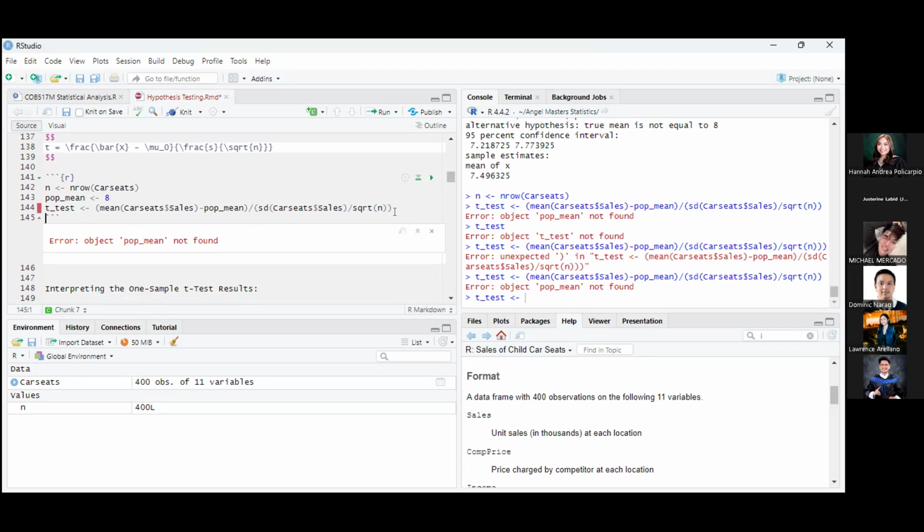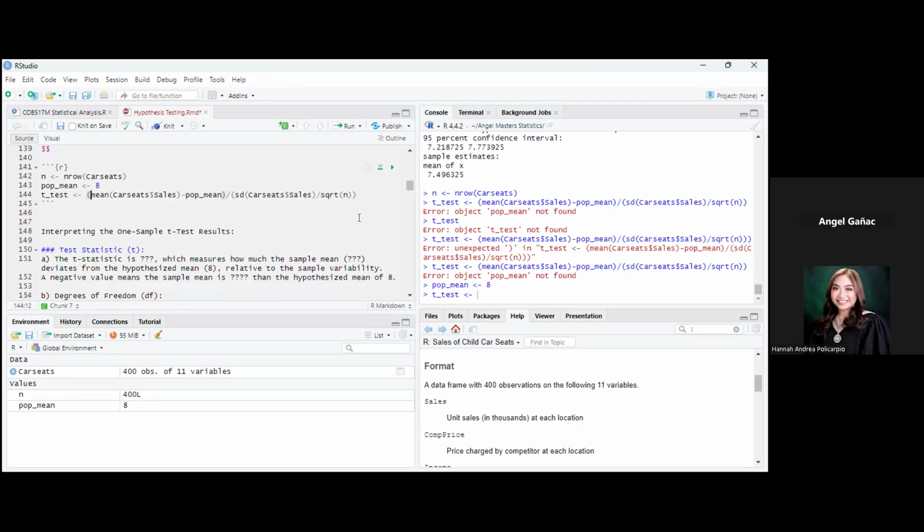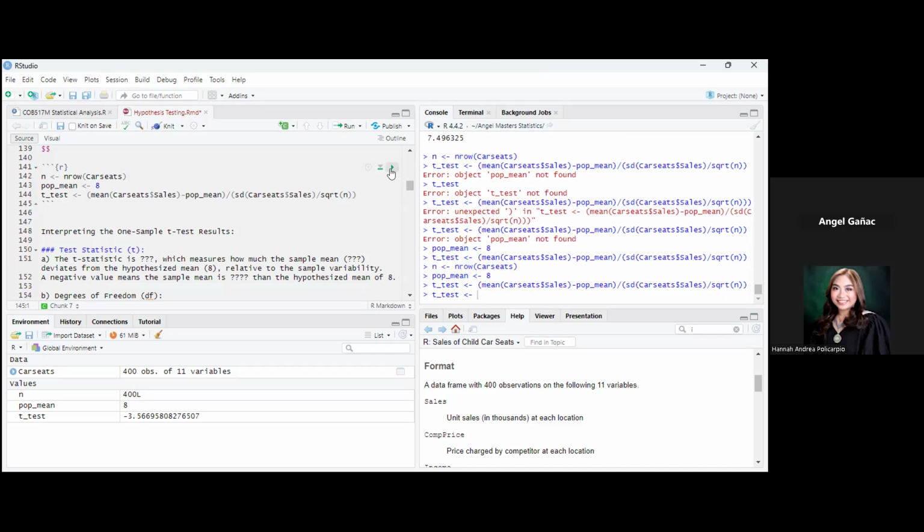Population mean not found. Okay? So we created that. What did you run, Angel? What were you running? T-test? You have to run all the code, because the population mean must also be run. So you should click the green arrow at the top. There, click that so everything runs. Run current chunk. Okay. It has now run below.